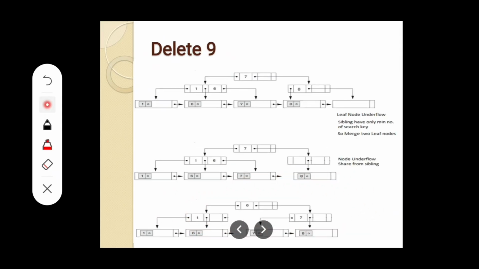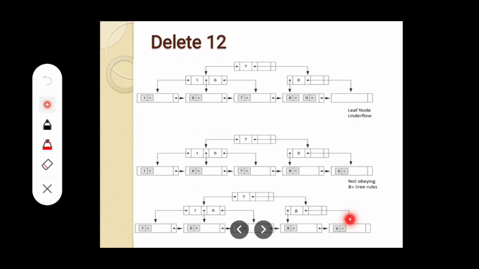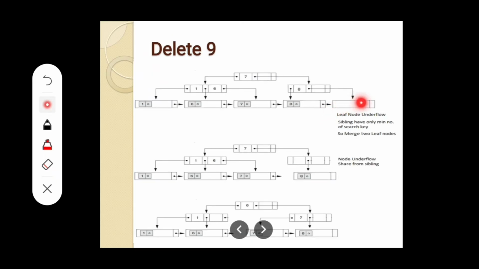Okay, the next value we are going to delete is 9. That is, from here I am going to delete 9, right? The first step is I will remove this 9 and just check what all rearrangements have to be made. Okay, so in the first step I have removed this 9.